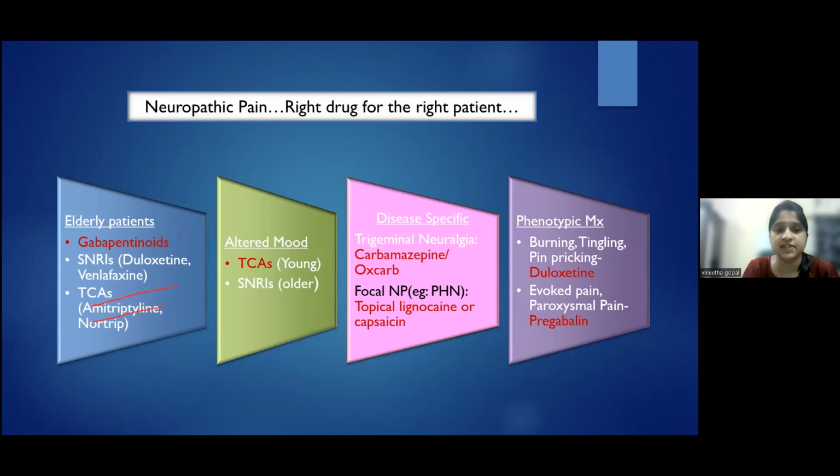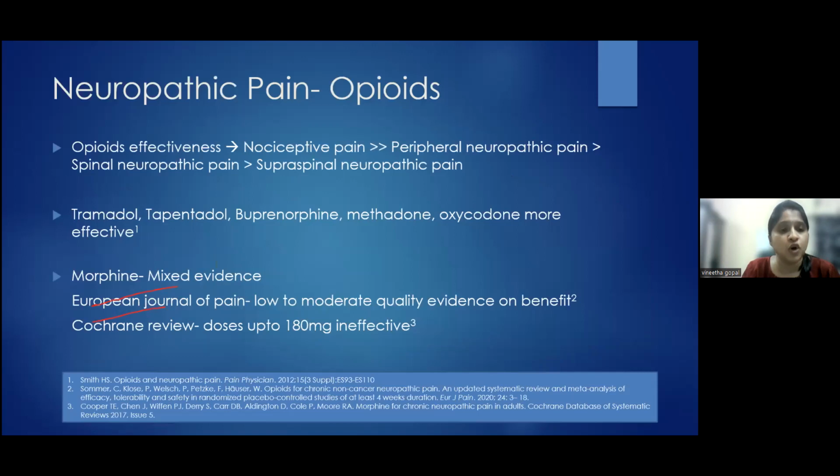Everything else I have discussed earlier. Then coming to opioids. So this is the opioid effectiveness order. Nociceptive pain more than neuropathic pain, and within neuropathic also peripheral response more than spinal and supraspinal. So if at all you give tramadol, tapentadol, buprenorphine, methadone, and oxycodone, they have more evidence. Then morphine, there is mixed evidence.